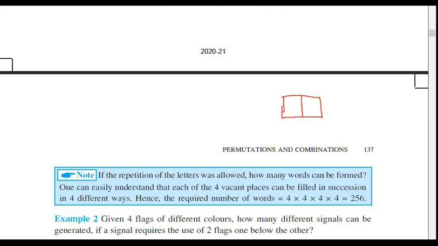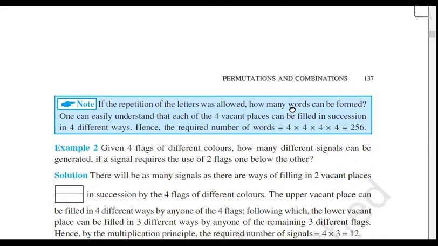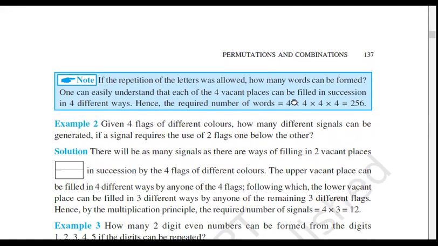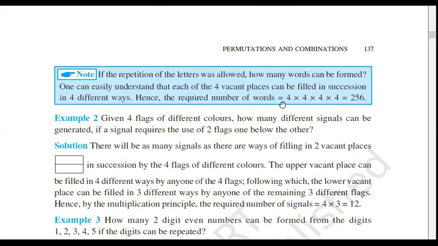So for first, how many options do we have? Yes, very good, Jaita. Yes, Kushagra, for first we have four options. And for second, yes, three options. So the answer would be 4 into 3. Very good, everyone. Right? Easy. The next question, everyone try to solve the next question.